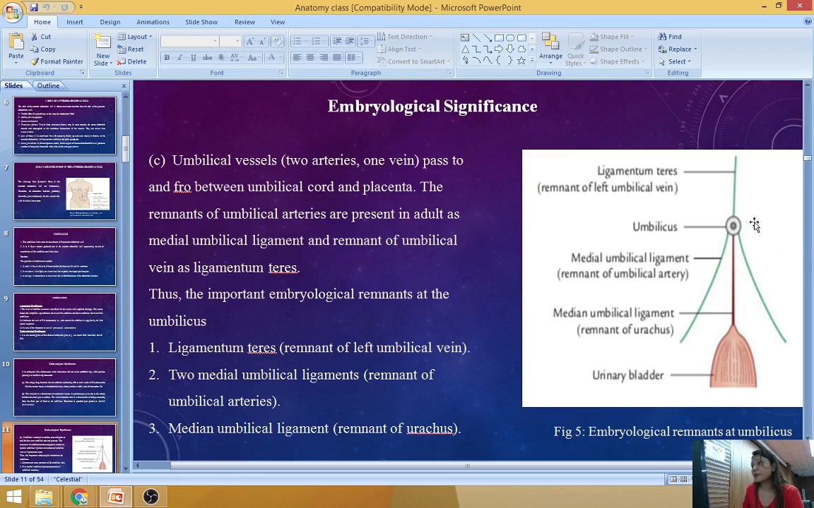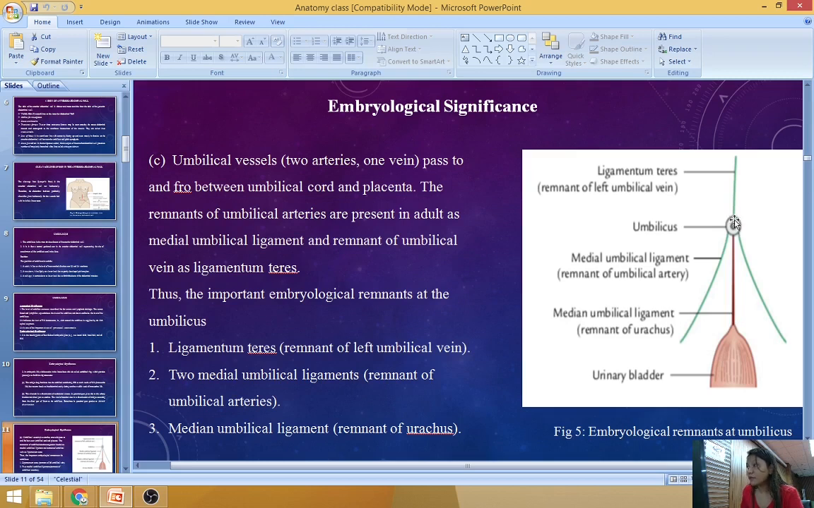Umbilical ligament. Median umbilical. Yes, very good. So this is the umbilicus. In the diagram you see this is the umbilicus and this is the urinary bladder. What is connecting the umbilicus and the urinary bladder is the median umbilical ligament. Mind you, it is the median umbilical ligament.